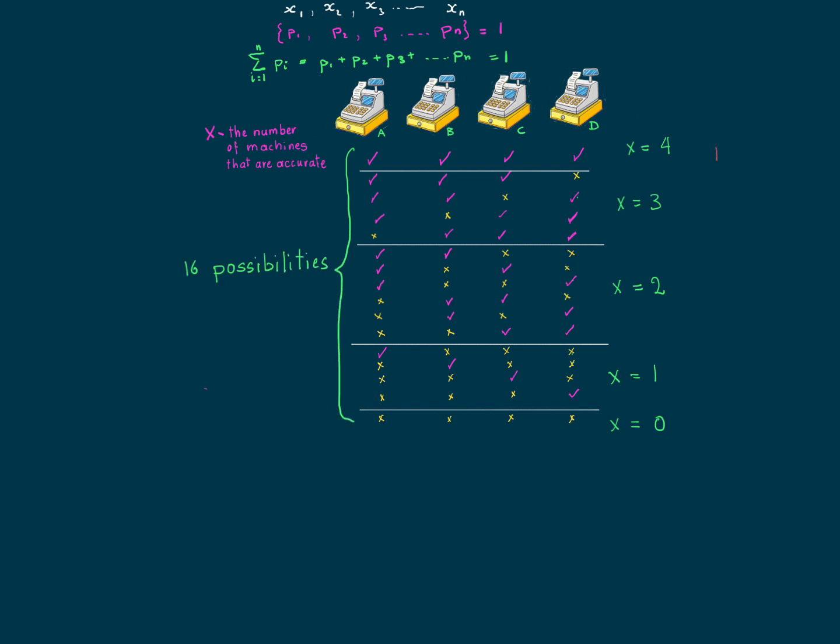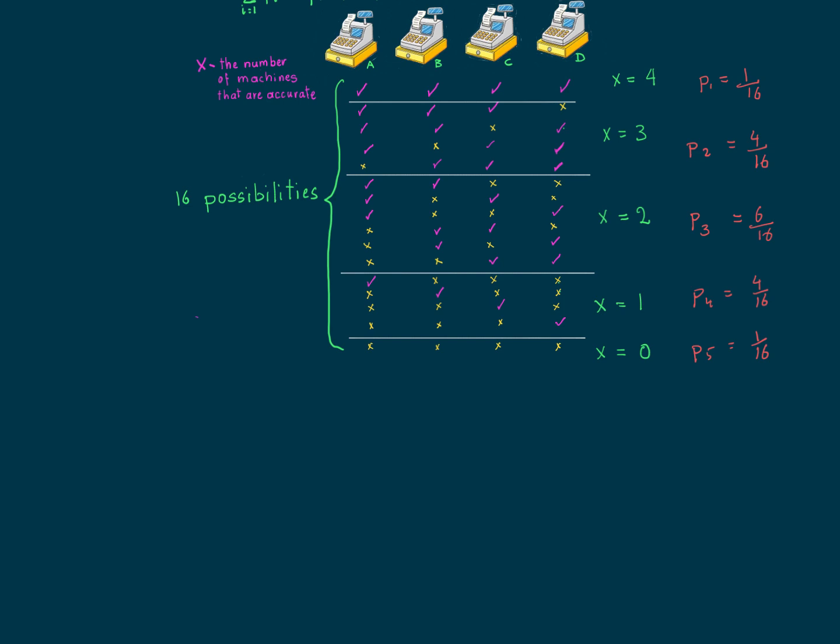So the probabilities of each one would be 1 out of 16. The probability of getting 3 will be 4 out of 16. The probability of getting 2 will be 6 out of 16. And here we'll have again 4 out of 16. And finally 5 will have 1 out of 16.